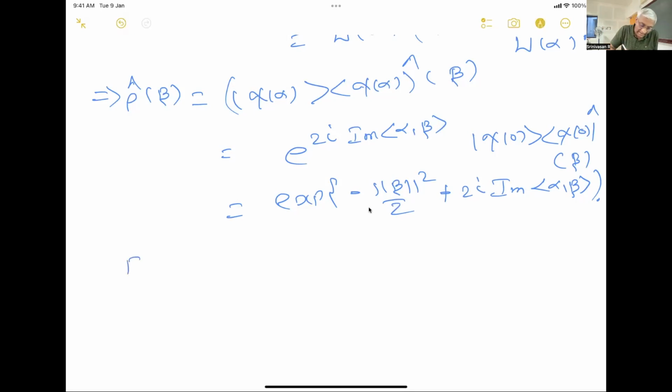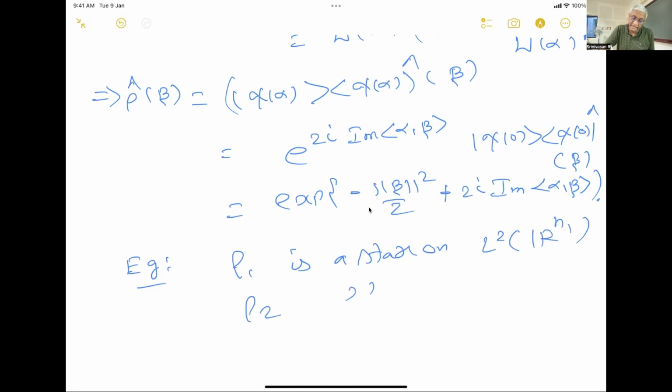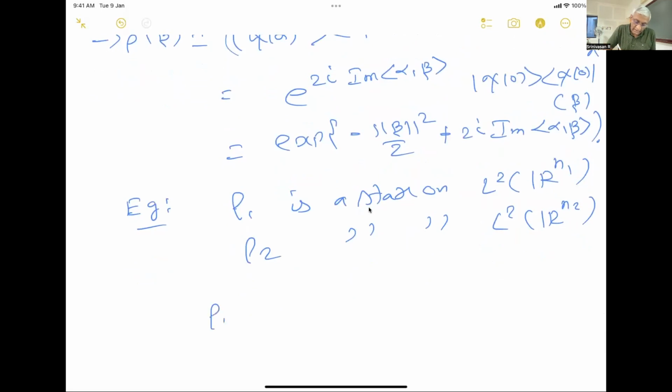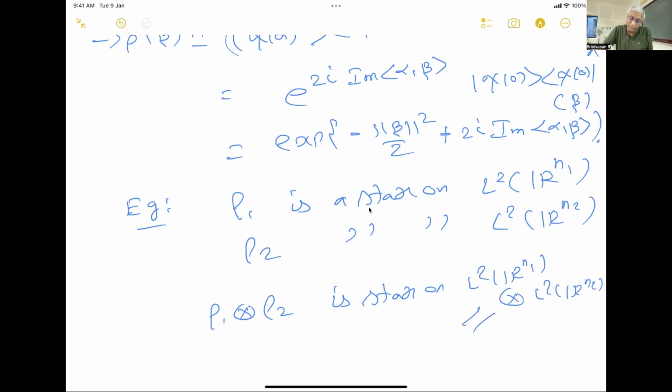So the first one, this is an example again. If rho 1 is a state on L2 of Rn1, and rho 2 is a state on L2 of Rn2, then rho 1 tensor rho 2 is a state on the tensor product, L2 of Rn1 tensor L2 of Rn2, which is actually equal to L2 of Rn1 direct sum Rn2, right?